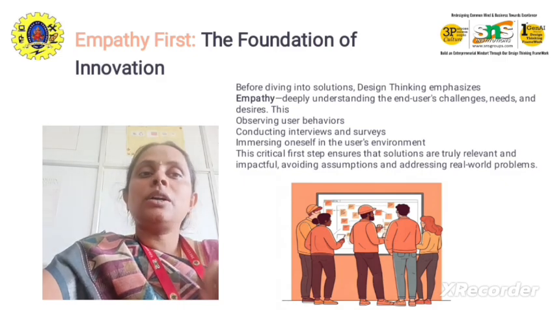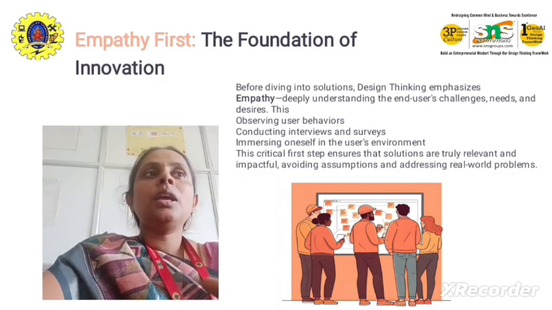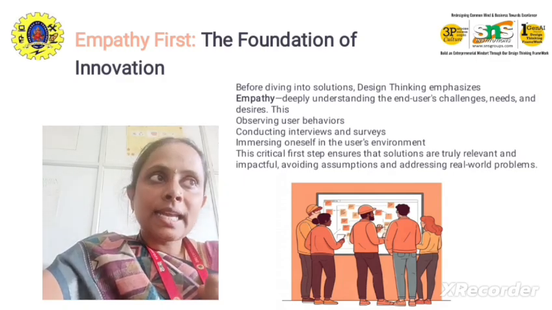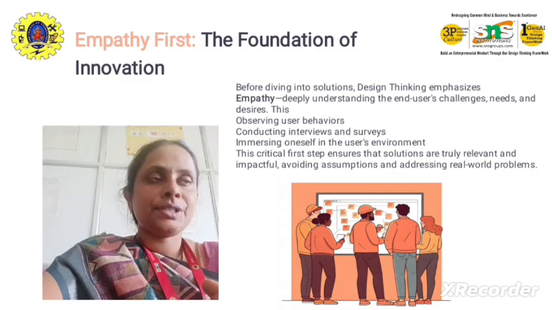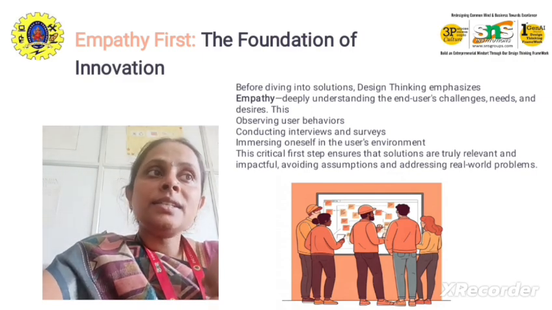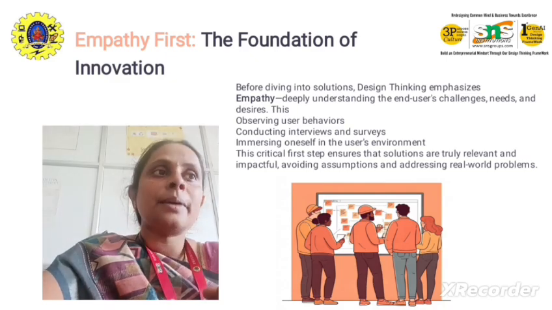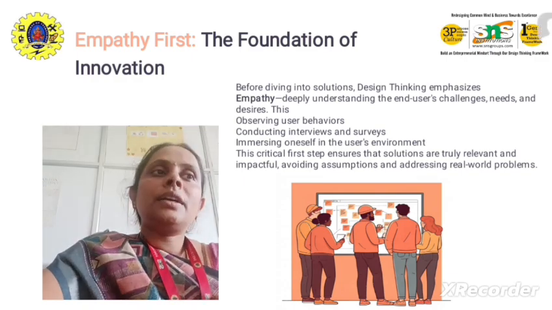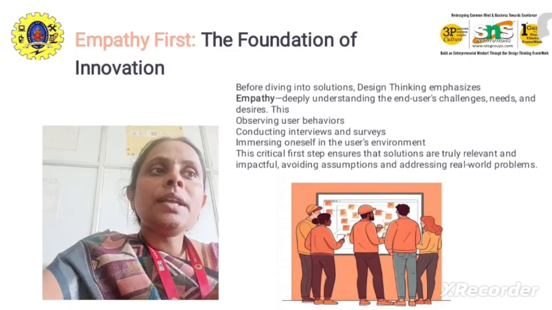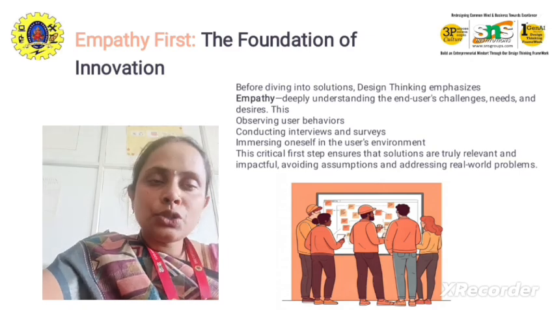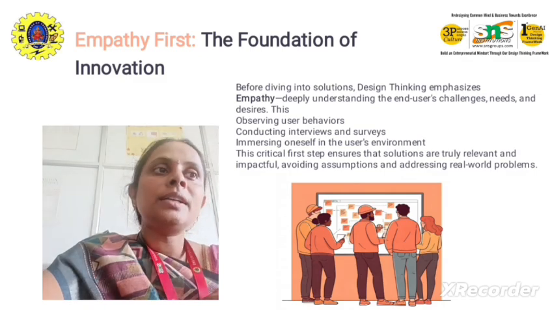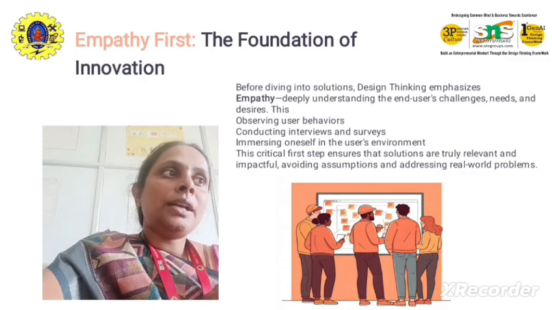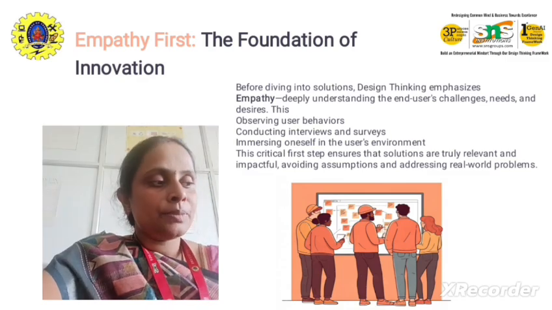Next we are going to discuss empathy first. This is the foundation of innovation in design thinking. Empathize means deeply understanding the end user's challenges, needs and desires, through observing user behaviors, conducting interviews and surveys, and studying the user environment. This first step ensures that the solutions are truly relevant and impactful, challenging assumptions and addressing real-world problems.